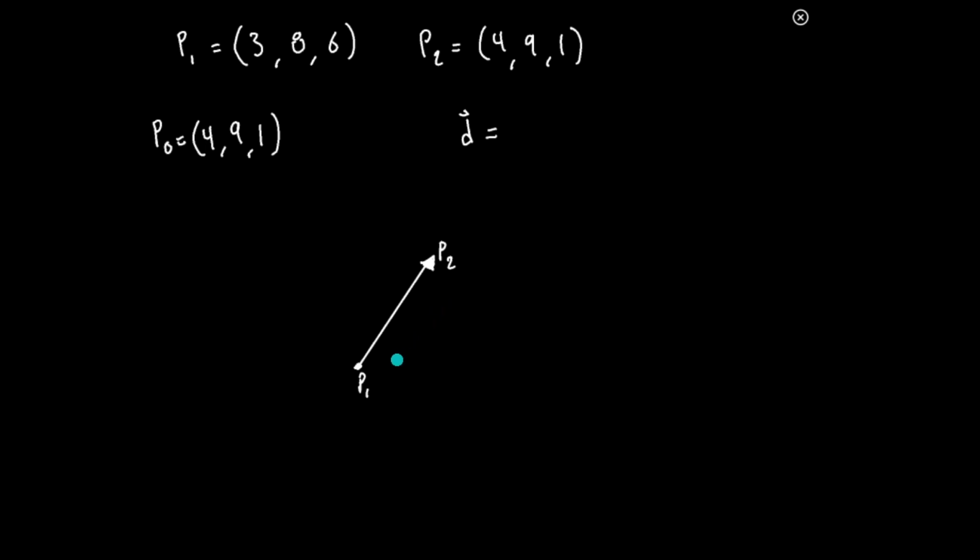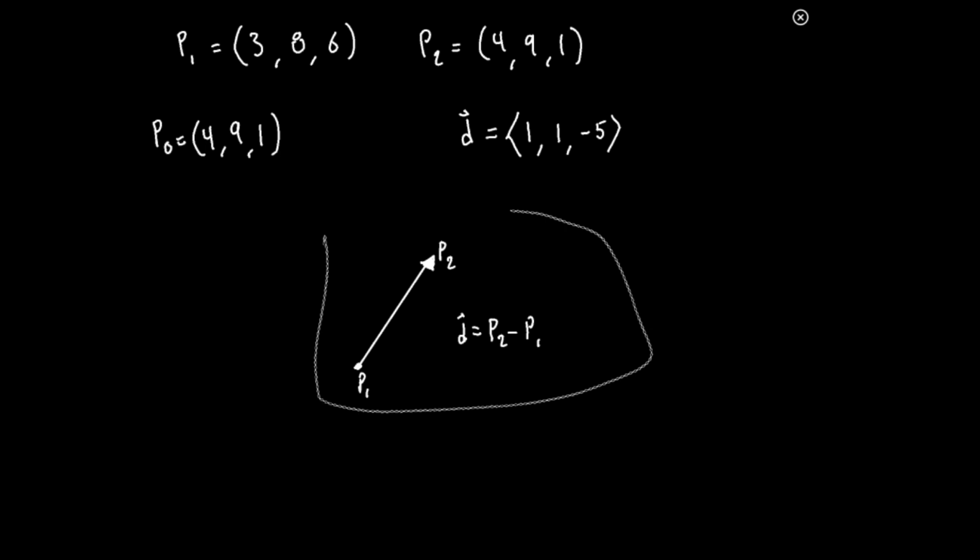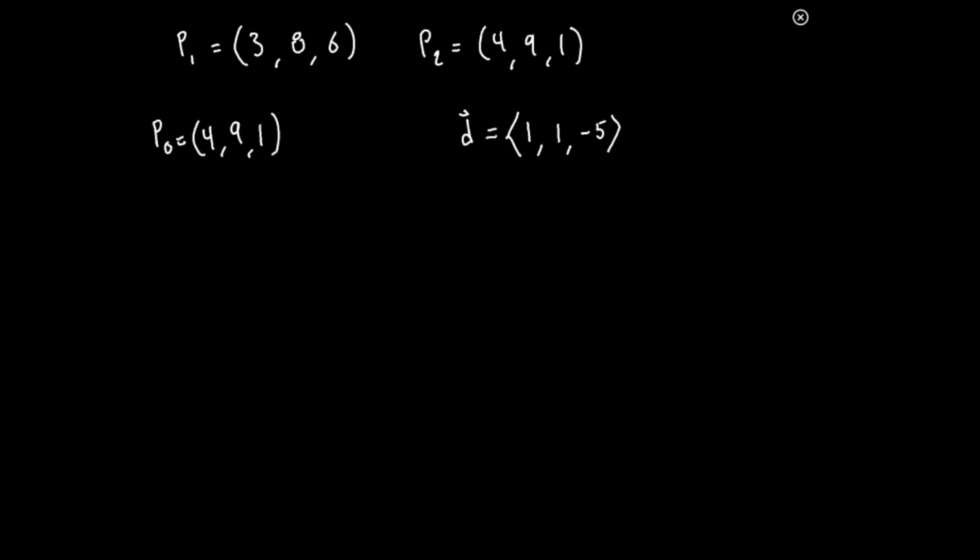Now, how would we figure out what the different components of these are? Well, we would just subtract P1 from P2 in this case. So D equals P2 minus P1. So let's figure that out. Each of these components: 4 minus 3 is 1, 9 minus 8 is 1, and 1 minus 6 is negative 5. Now we have a vector and we have a point. So it's easy from here. Let's do the parametric equations.